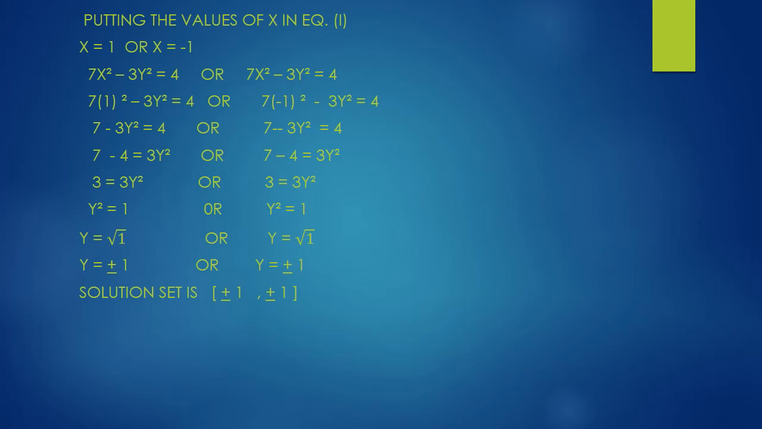So it means that 7 times minus 1 whole square minus 3y square is equal to 4. Similarly, 7 minus 4 is equal to 3y square, 3 is equal to 3y square, y square is equal to 1, taking square root on both sides. So y is equal to plus minus 1. So the solution set is plus minus 1 and plus minus 1.